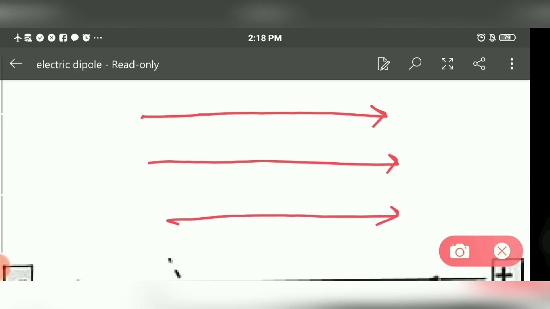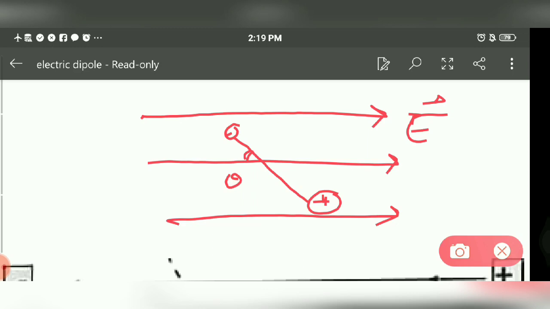Now, if I place an electric dipole over here, negative and positive, and it's making an angle theta with the axis. This is the angle theta with the axis. This is the E vector, or theta with the field.